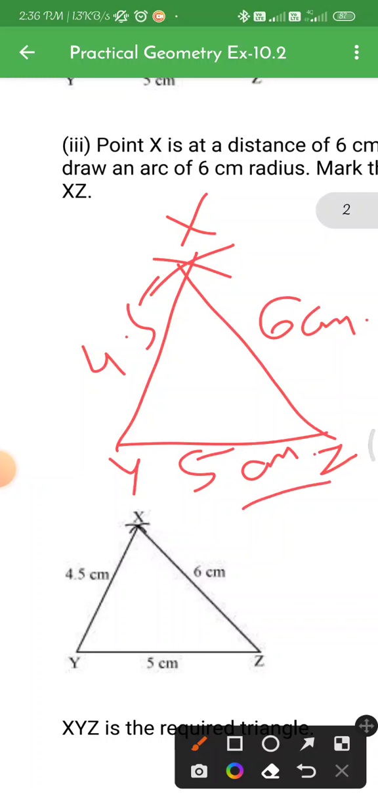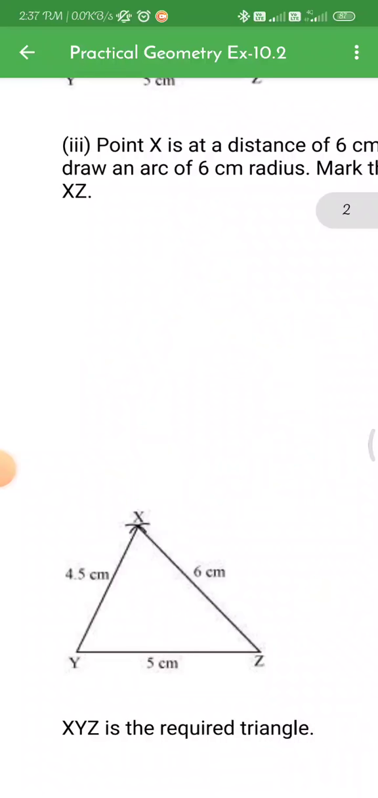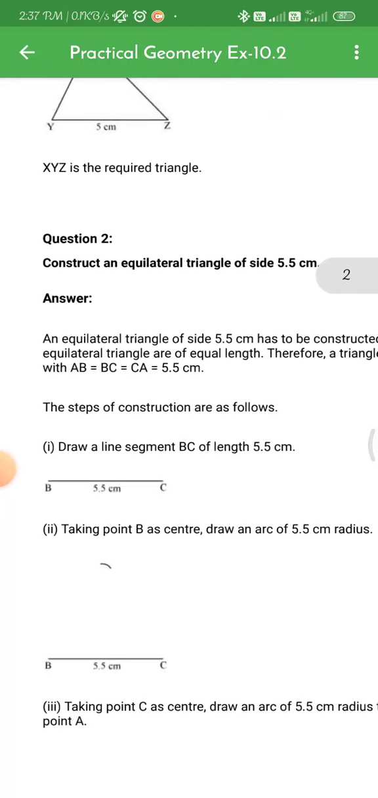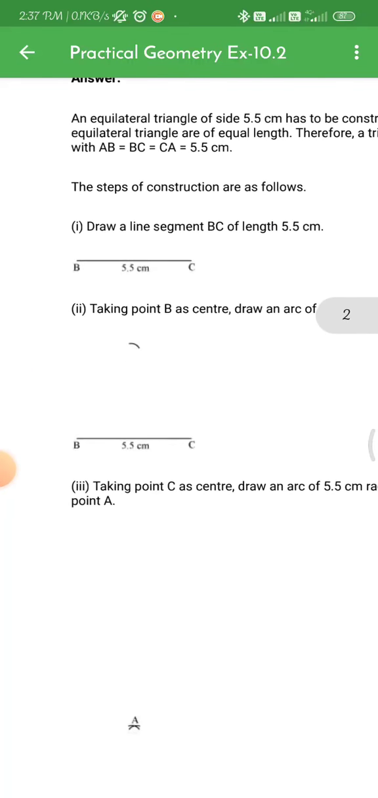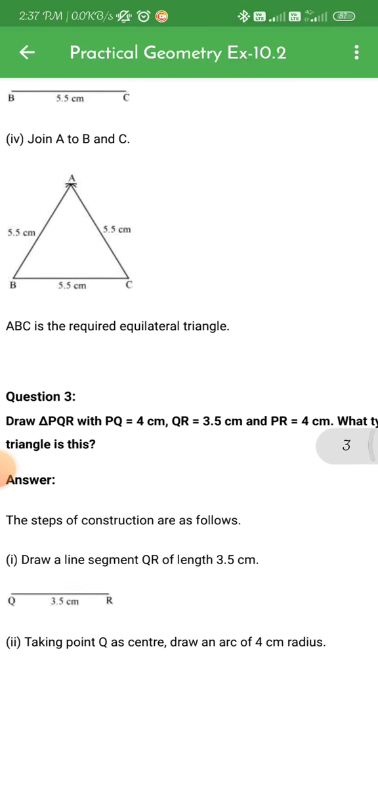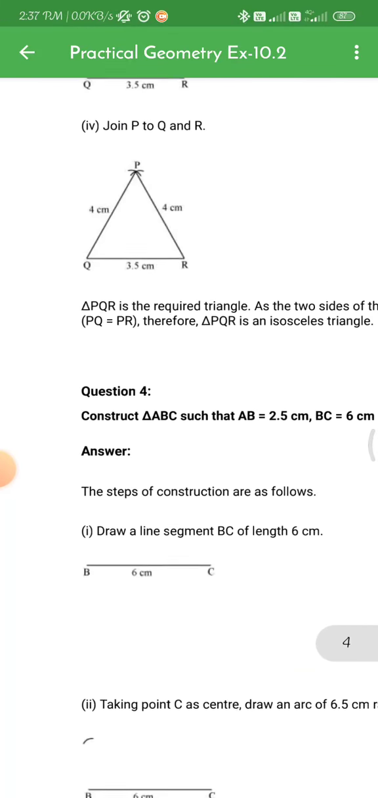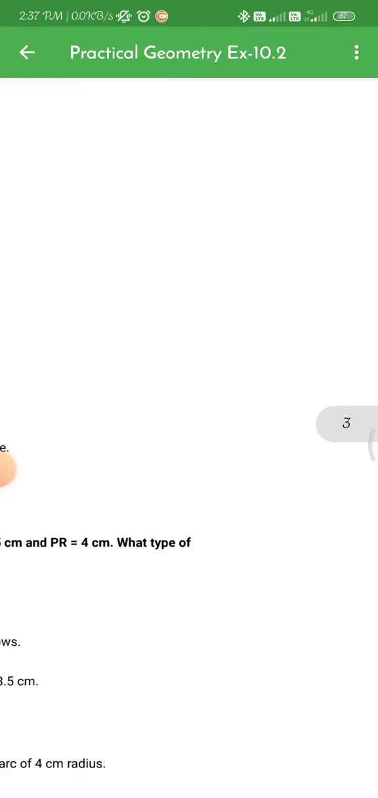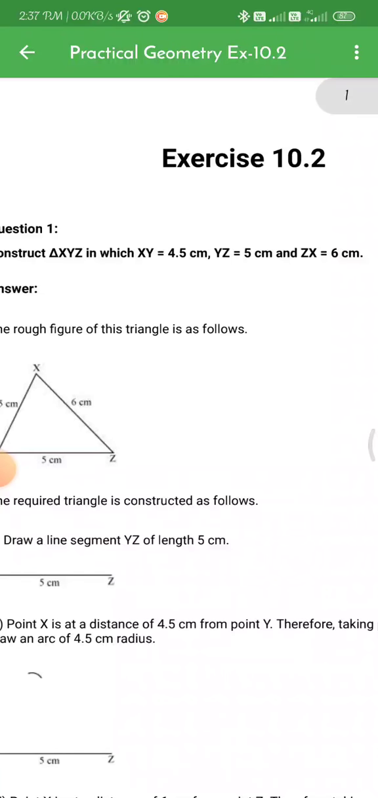The construction is over. Similarly, whatever you have done in your construction, you have to write into its steps. Similarly you can solve questions which have three sides. Do solve question number 2, which is an equilateral triangle with all sides of 5.5 centimeters. Then question number 3 and question number 4. The whole exercise 10.2 is your homework. Do it by yourself. Thank you.